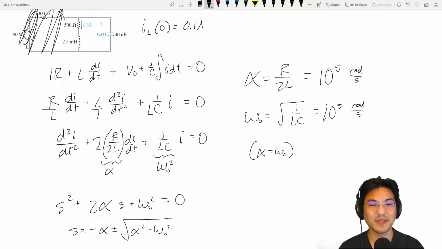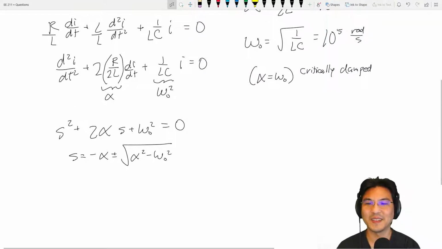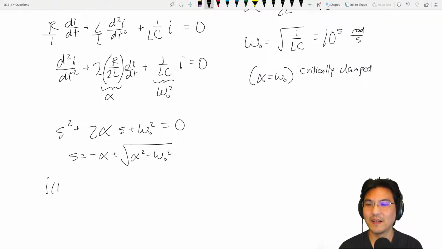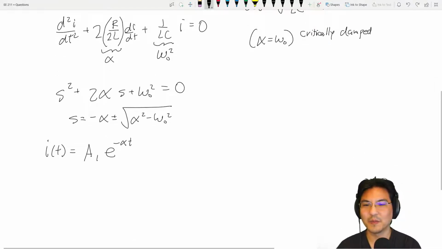And then when that happens, that's critically damped, right? So you can just look up the solutions from the previous lectures. What's the form of the solution when it's critically damped? It looks like some arbitrary coefficient, e to the minus alpha t. In this case, alpha is 10 to the 5, right? And then plus another arbitrary coefficient, t e to the minus alpha t.